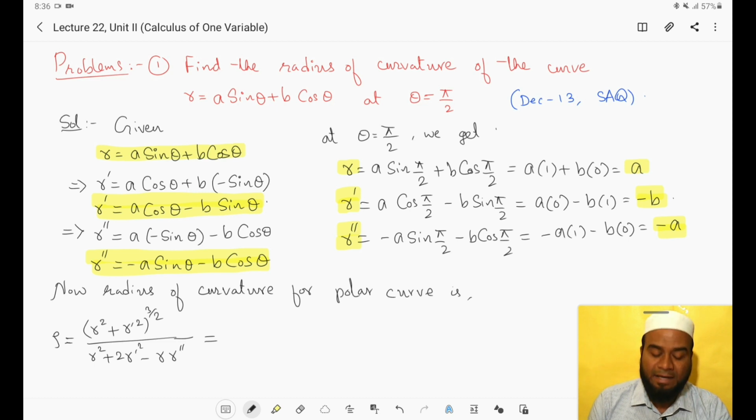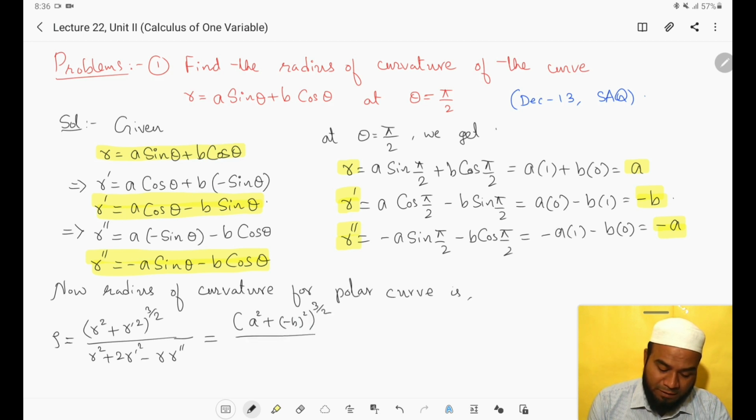All those values we have to substitute here and simplify. Then we will get the radius of curvature at the point theta equals pi by 2 for the given curve. So this is r square, r is a, no? So a square plus r dash square, r dash is minus b, so minus b whole square, and whole power 3 by 2. This is divided by r square, again a square, plus 2 into r dash square, r dash is minus b whole square, minus r is a, r double dash is minus a.